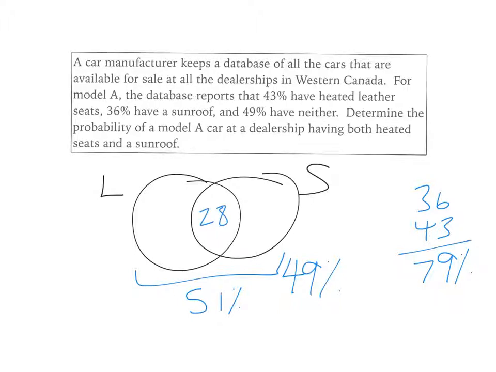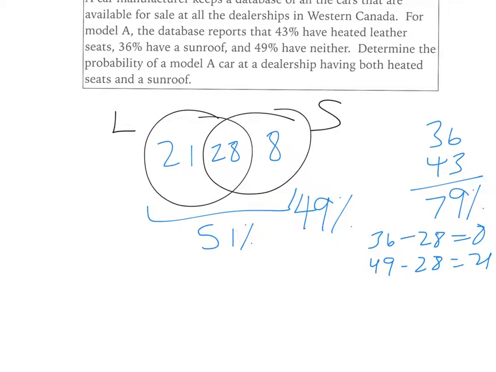Okay, now 36 minus 28, because remember we're doing that math, minus 28 is 8. So 8 goes here. And 49 minus 28 is 21. So 21 goes there. So the likelihood of having both is 28%.